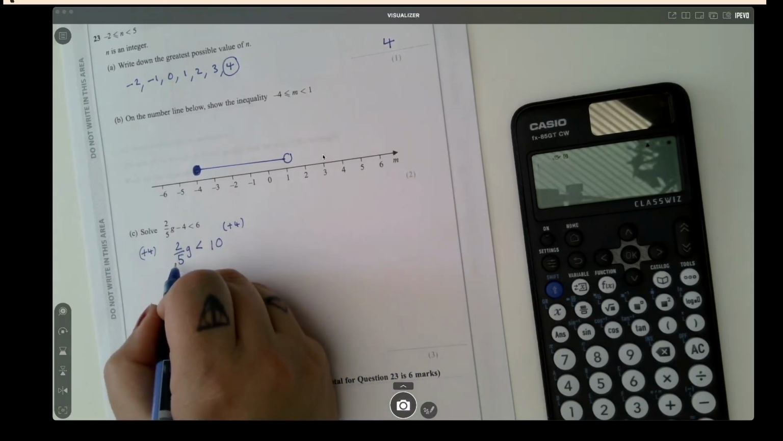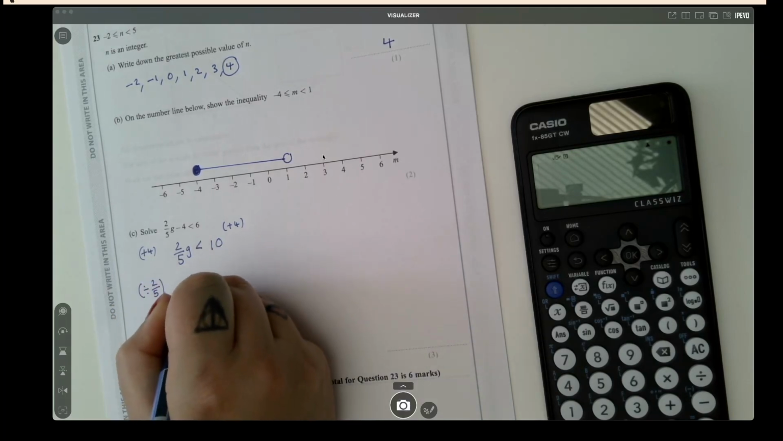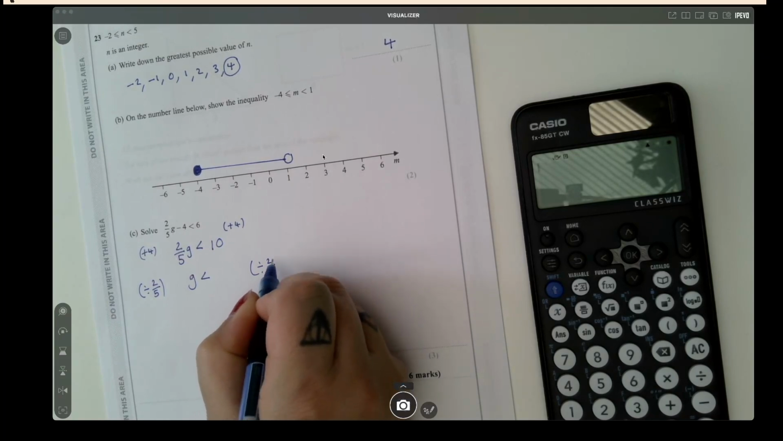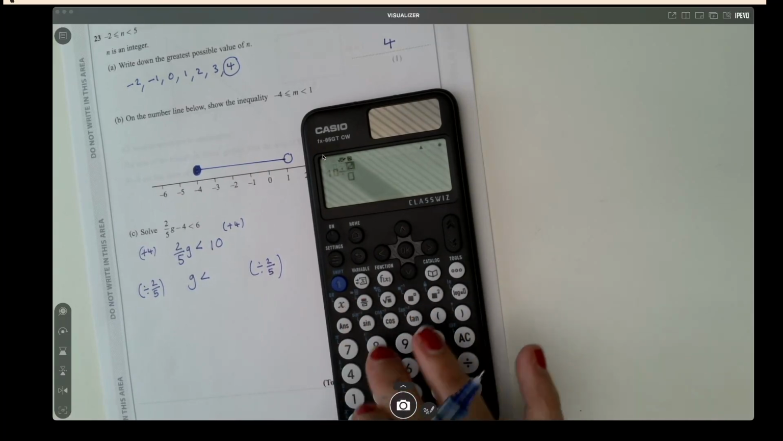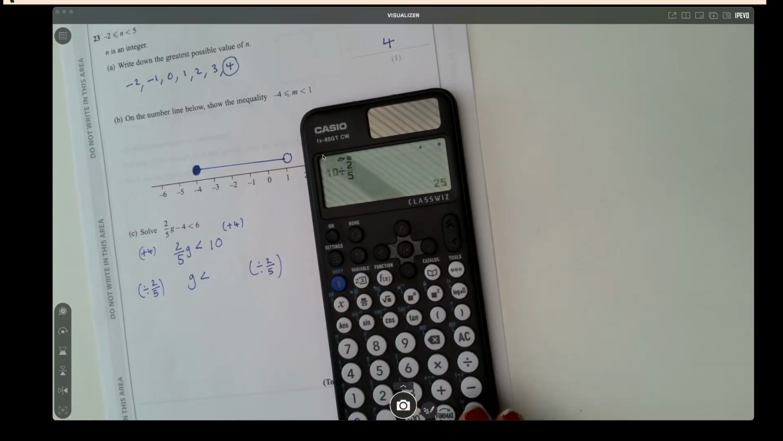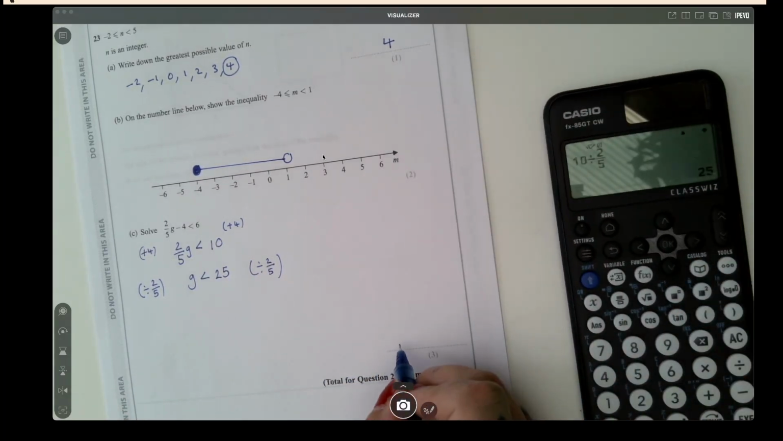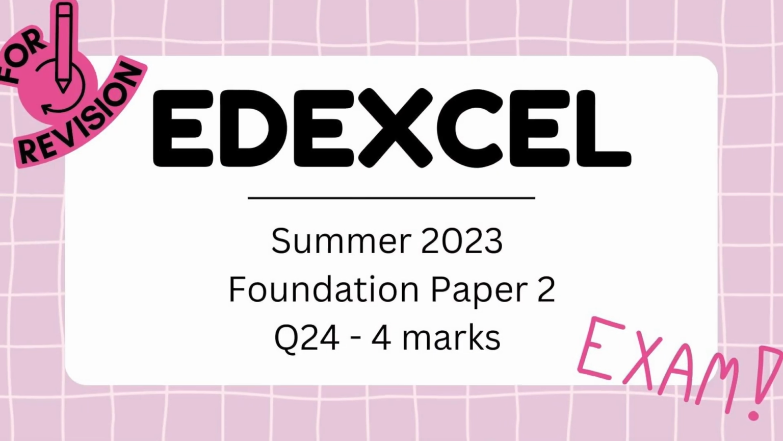Currently it's 2/5 multiplied by g. So if I divide by 2/5, that will tell me what I need on this right hand side. 10 divided by 2/5 is equal to 25. So g is less than 25. It's important, because we've got an inequality symbol here, that we write the full thing: g is less than 25.